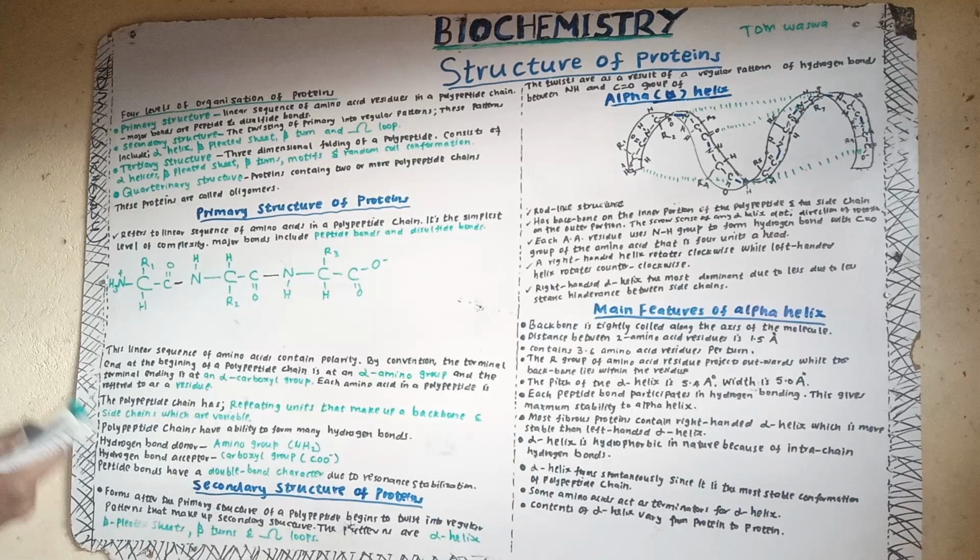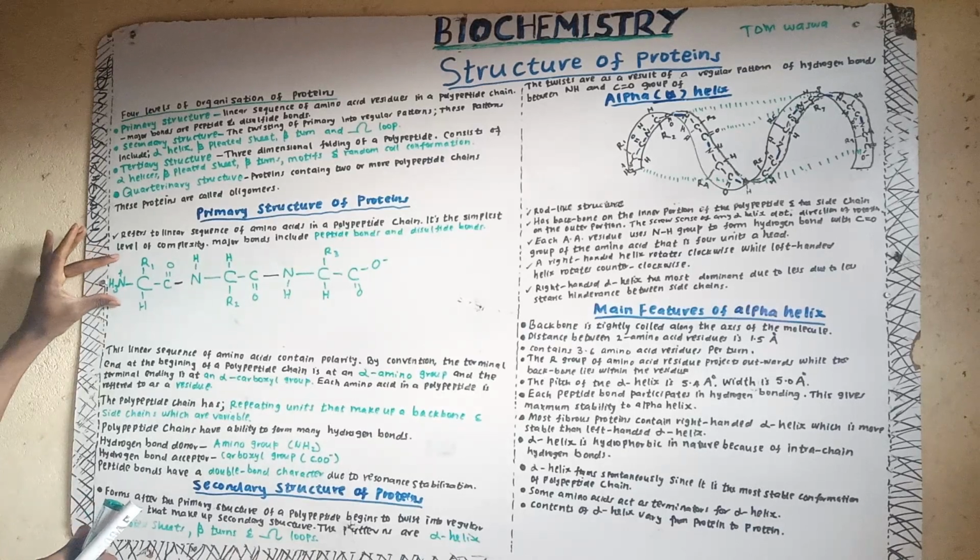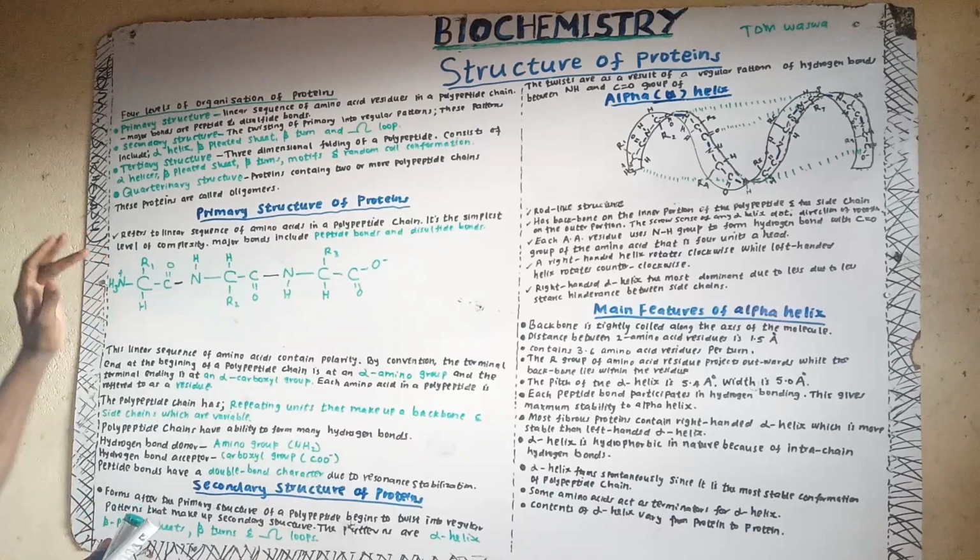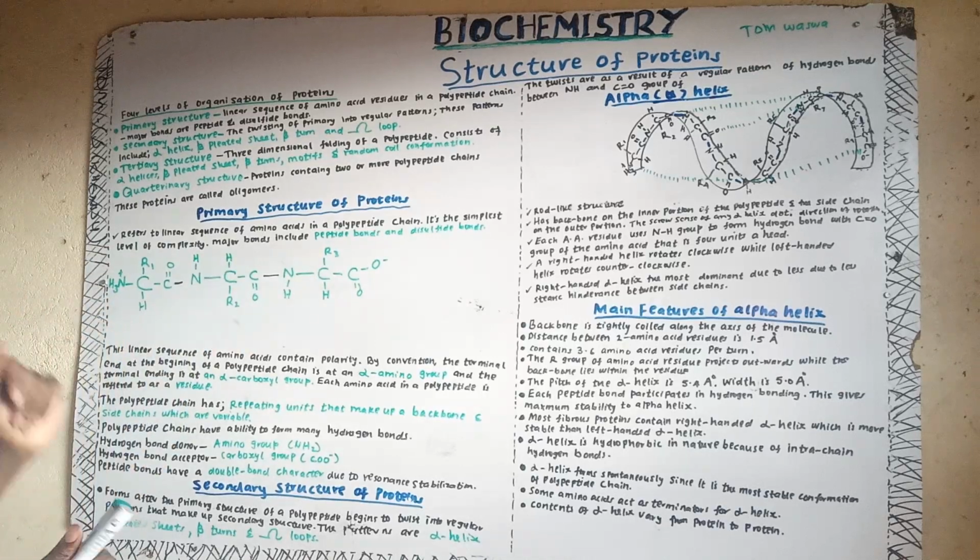There are some proteins that are made up of sulfur. Examples of such amino acids are tryptophan and cysteine. So if they are included, we shall have the disulfide bonds. We have also said that the linear sequence of amino acids has polarity. As you can see, the amino terminal end is positively charged, while the carboxyl terminal end is negatively charged.